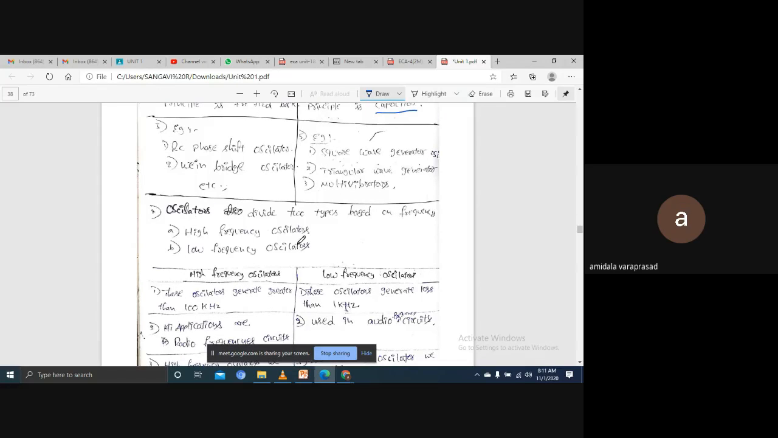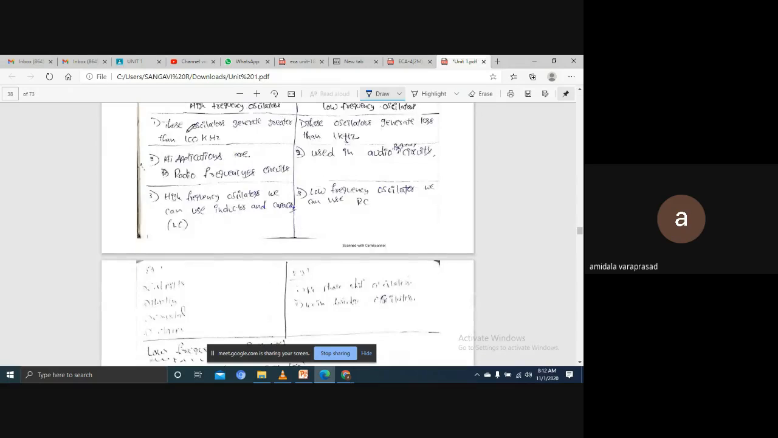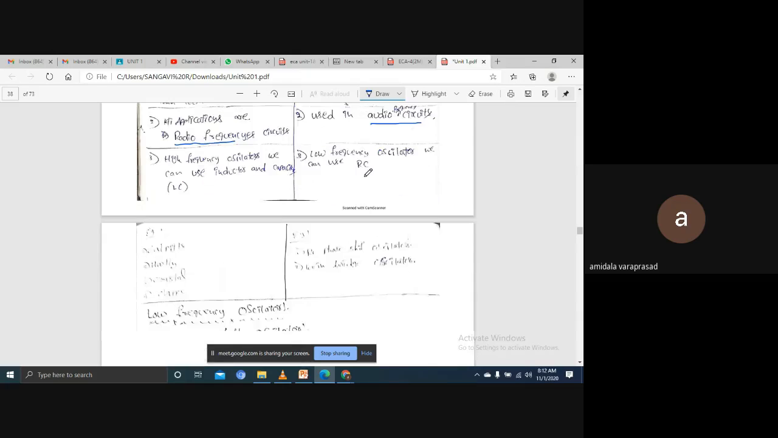Now, based on frequency: high frequency oscillator and low frequency oscillator. High frequency oscillators generate frequencies greater than 100 kilohertz. These oscillators generate less than 1 kilohertz. When it is greater than 100 kilohertz, the application is definitely RF circuits, radio frequency circuits. When it is less than 1 kilohertz, then it is audio frequency circuits, or audio circuits.